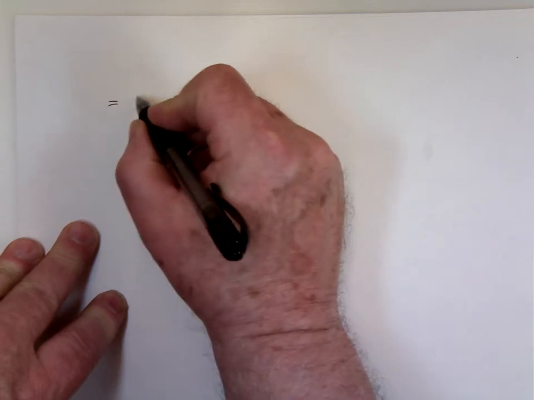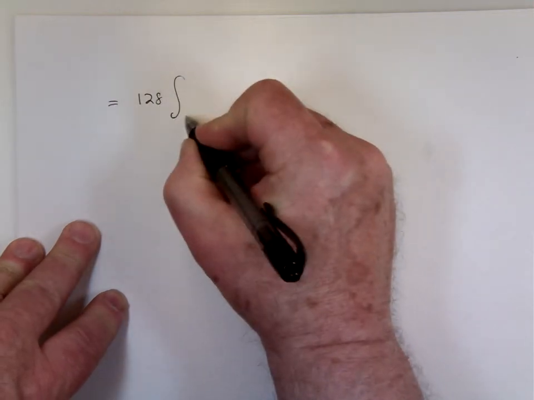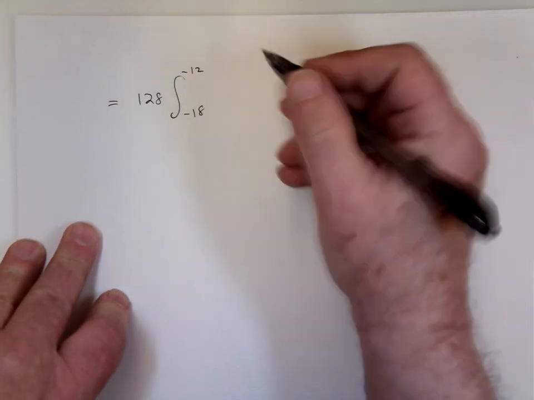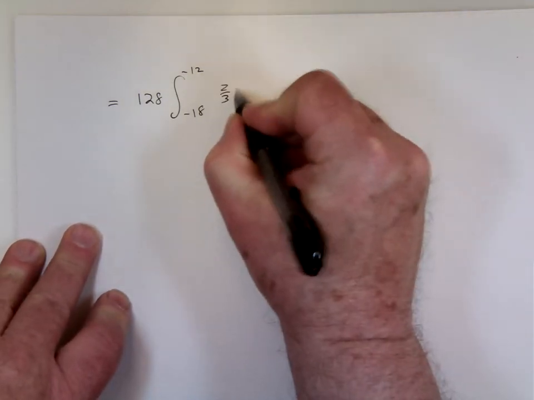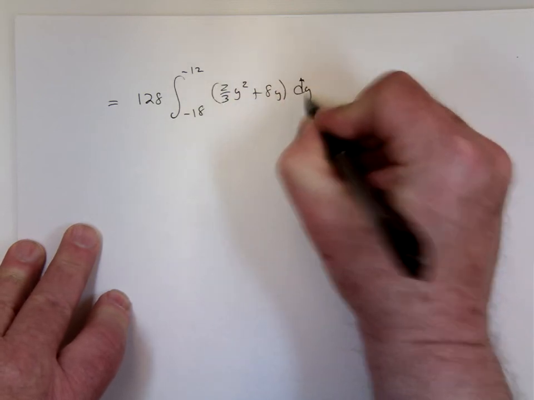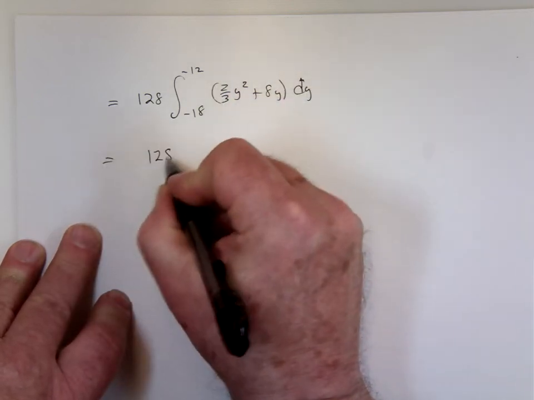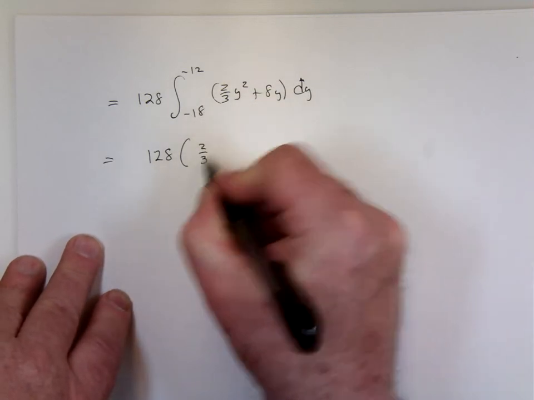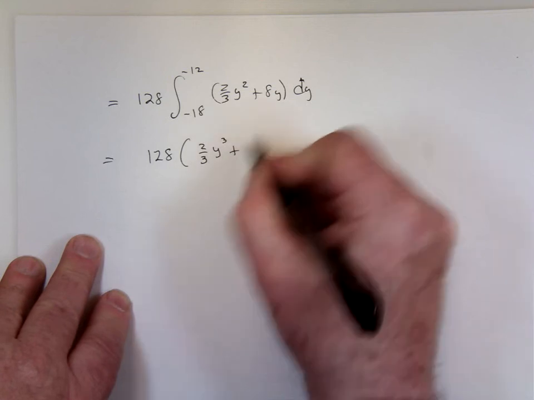Oh, jeez. All right, 128, negative 18 to negative 12. Let's integrate this. So we got 2/3 y cubed plus 8y. Okay, let's do the integral. 2/3 y cubed over 3, 8y squared over 2, from negative 18 to negative 12.